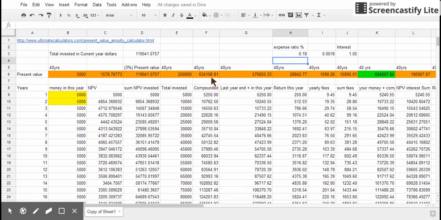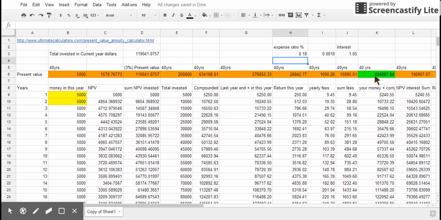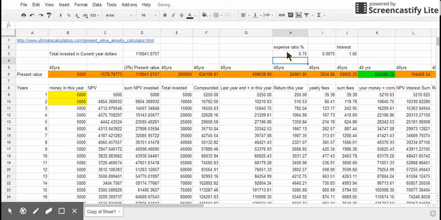And if you watch, the absolute maximum that you could have, the compounded amount, would be $634,000. So if you just put the expense ratio at 0, these numbers should be the same, and they are. So that's a good check. Again, put in 0.18% expense ratio, it takes you down to $604,000, and your sum of fees is basically $16,000. Then you change it to 0.75% expense ratio. You see your sum of fees goes all the way up to $60,000, and your total money goes down to $520,000.